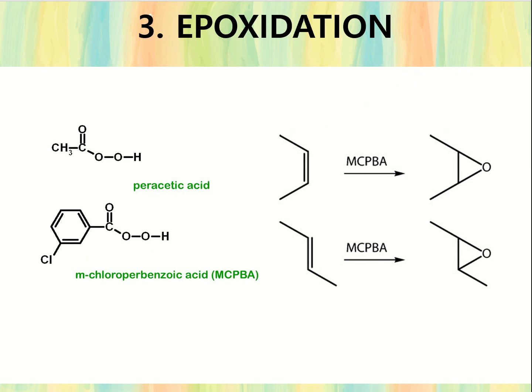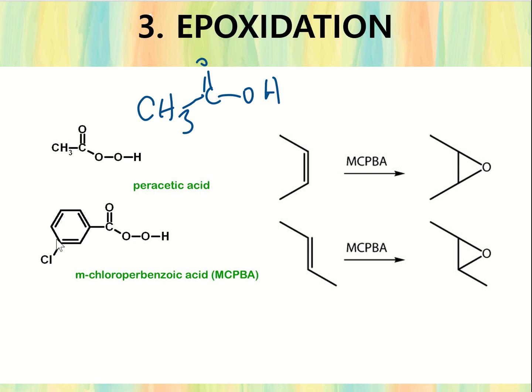And so these are two per acids. We have peracetic acid. If we recall the structure of acetic acid, which is CH3, our per acid just inserts another oxygen. And the other one may be new to you. It's meta-chloroperbenzoic acid, and we call it mCPBA for short.